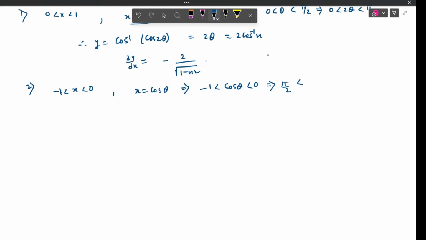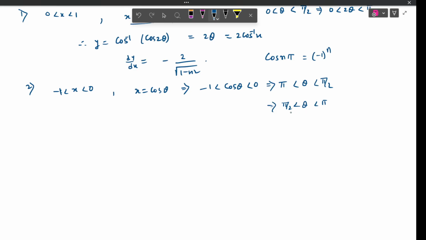I'm extremely sorry, because we know cos n pi is minus 1 to the power n. If you take n equals 1, that is cos pi, it will be minus 1 to the power 1, that is minus 1. So it will vary from pi to pi by 2. So it doesn't make sense, right? So we can say theta varies from pi by 2 to pi.